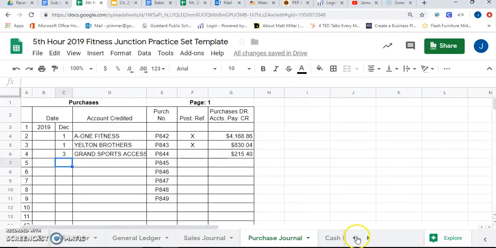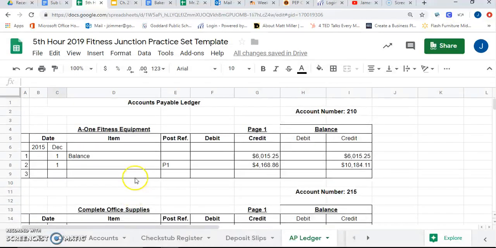So to see that in the accounts payable ledger, I'm going to go over here to AP Ledger. We'll go up to the top because A1 Fitness is in alphabetical order. It's at the top. You'll notice again, December 1st. It came from the purchases journal, so I put P1. It was a credit, so 4168.86 gets credited. There was a previous credit that came over as a balance, so that was already in there. I put that in there for you. So that would add up over here in the credit column. So you have a new balance of $10,184.11. That's Forms 1 and 2. Let's move on to Form 3.